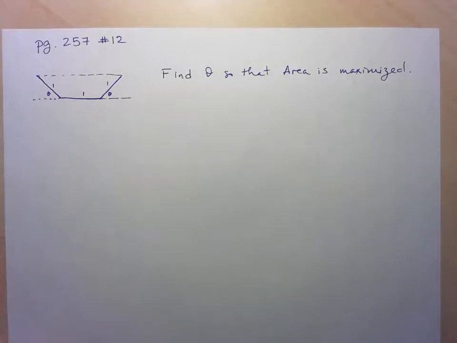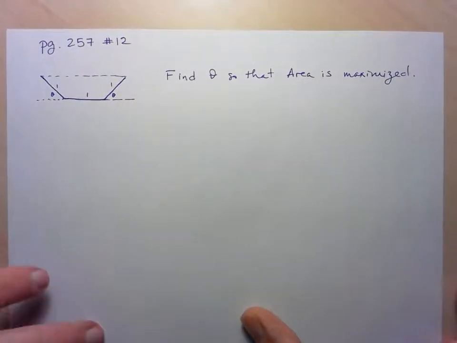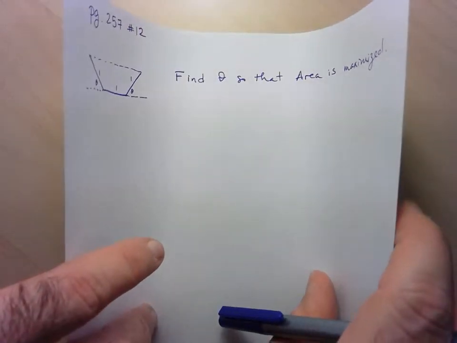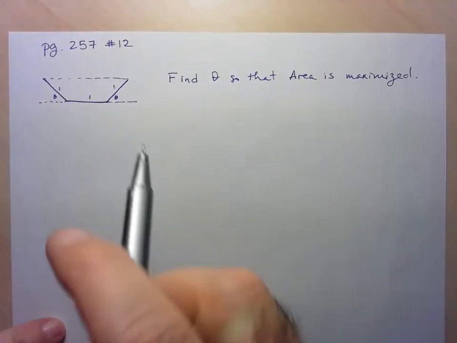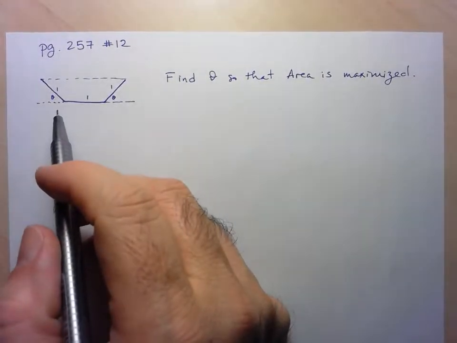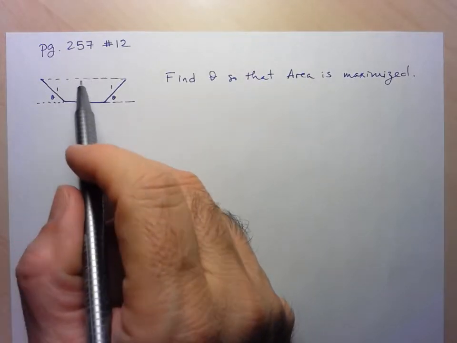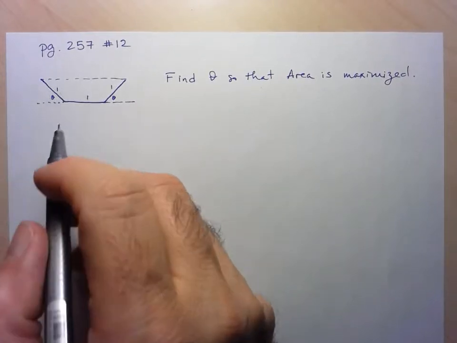Hi folks, we're going to take a look at the solution to number 12 from page 257. So what we have is a sheet of metal, kind of like this piece of paper, that we're folding over to create that trapezoidal shape to create an irrigation channel. The water is going to be flowing through here, and we want to bend the metal over so that we maximize the area of this cross section, which as we see is just a trapezoid.